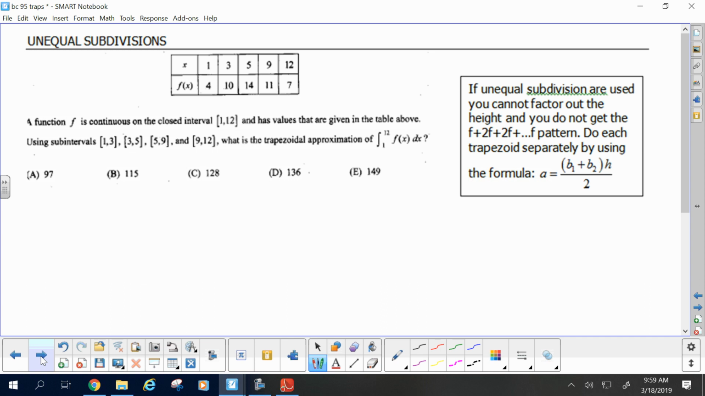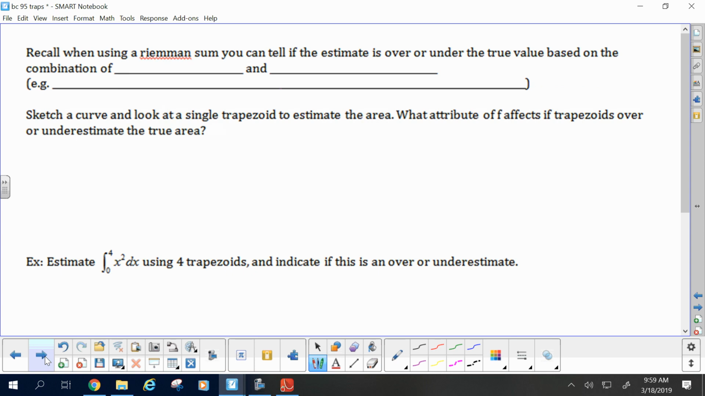Now the question is, anytime you have an estimation method, different idea here. I'm going to jump this part of the notes and go to the back, please. Now, recall when you used rectangles, we had an idea of if it was left-hand or right-hand rectangles over or underestimated. What was it all about? Increasing or decreasing. When using a Riemann sum, you can tell if an estimate is over or under the true value based on the combination of left-hand versus right-hand and increasing versus decreasing.